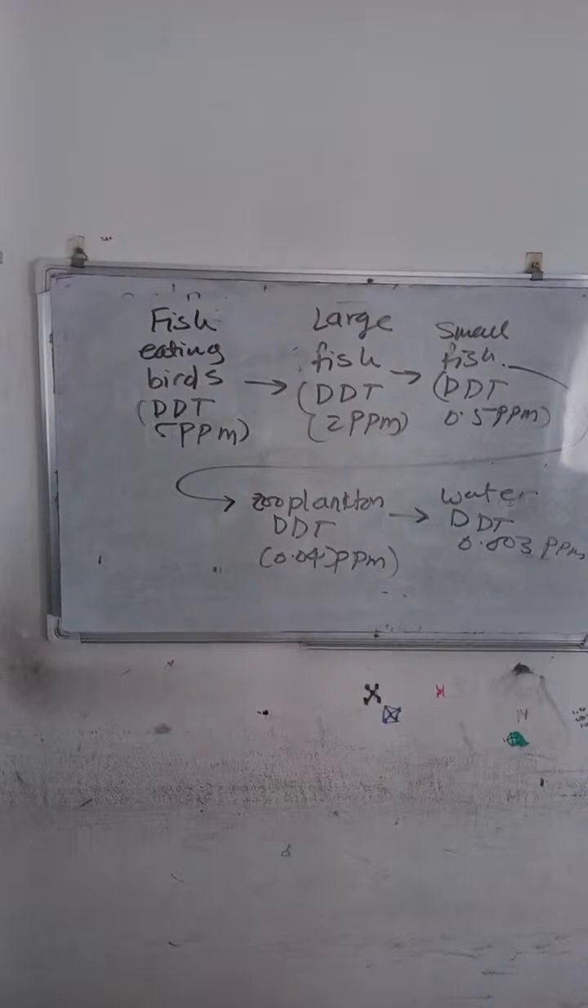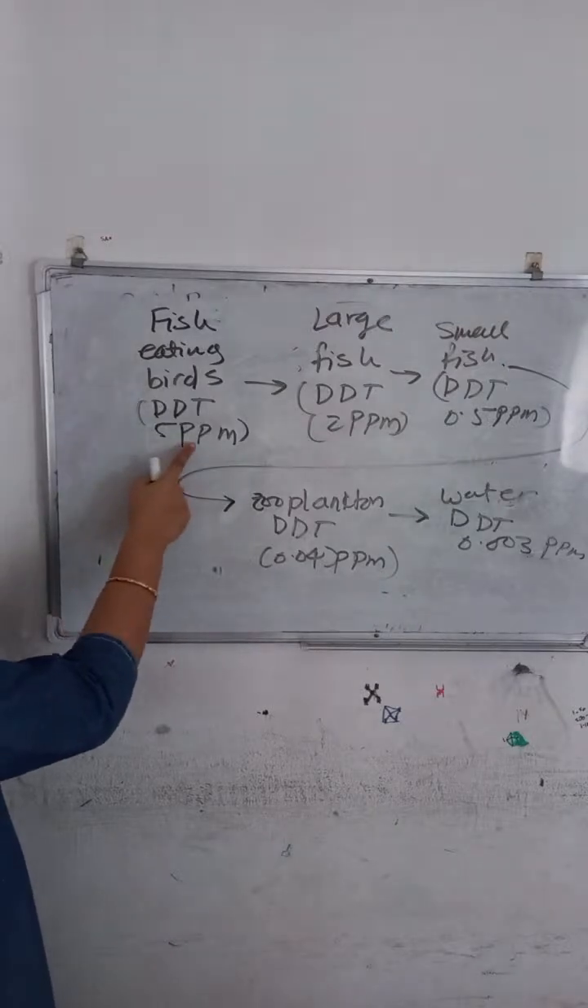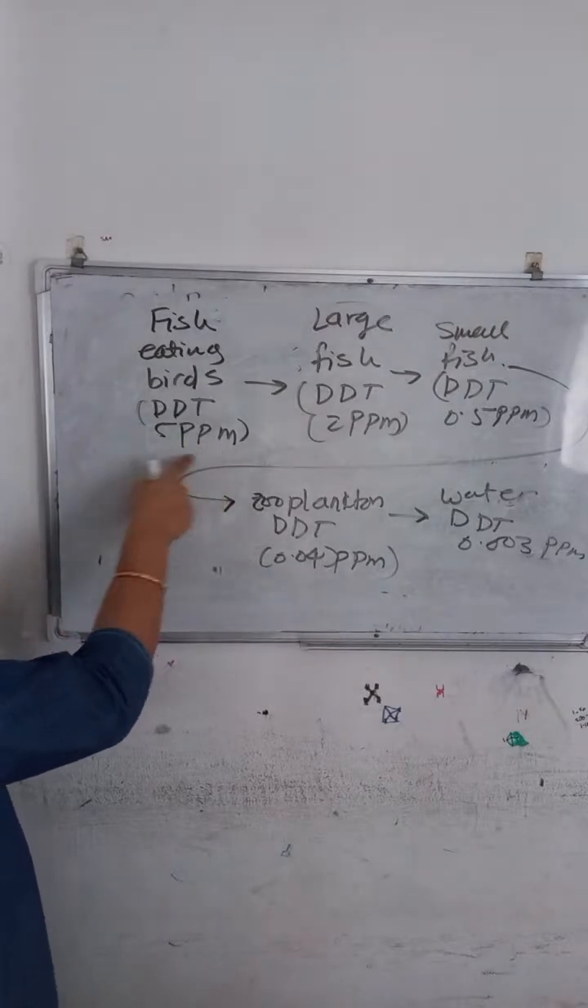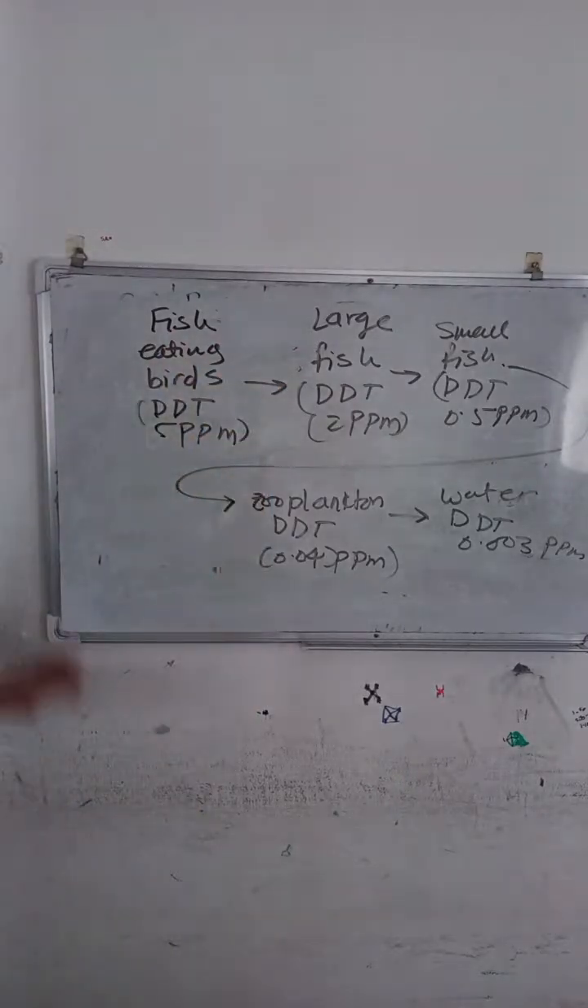Which one is the correct answer? Can you tell? It is clearly given that fish eating birds contain 5 parts per million. This is the higher concentration present in this food chain. So among the options given, fish eating bird is the correct answer, because the concentration is more, that is 5 parts per million. Getting it?